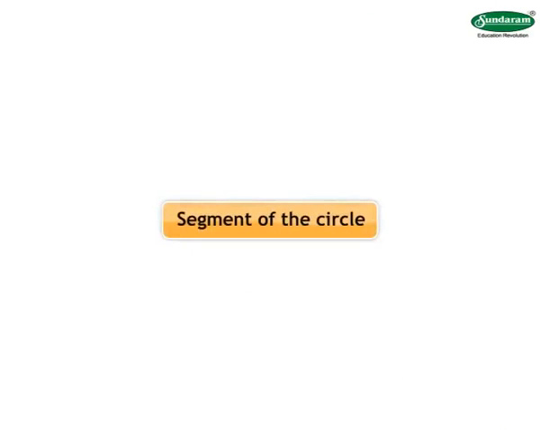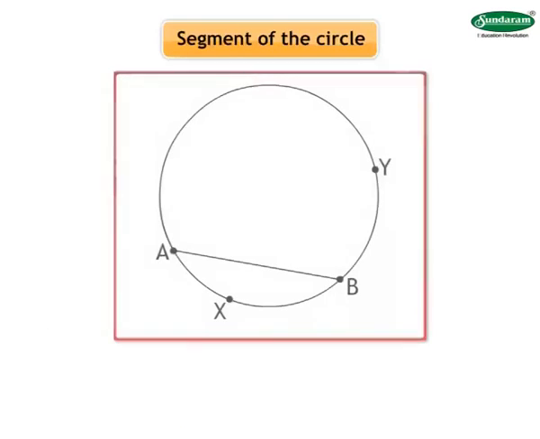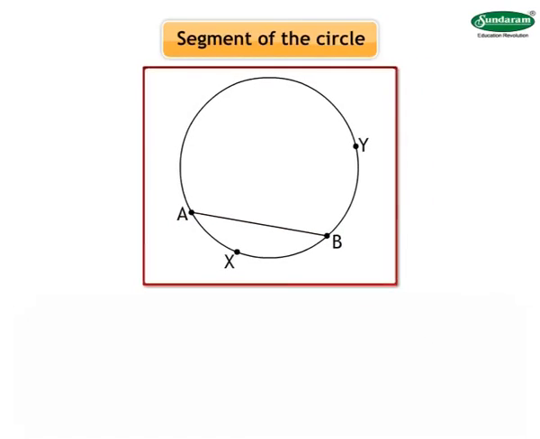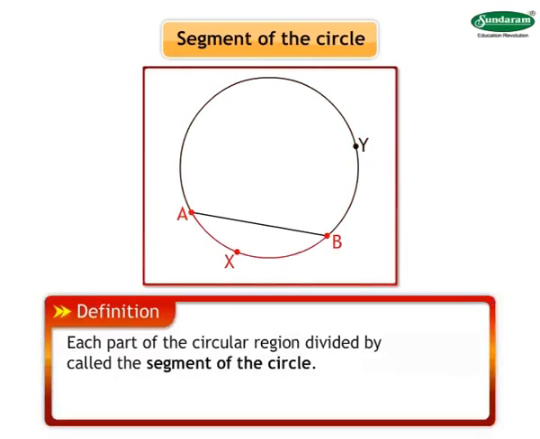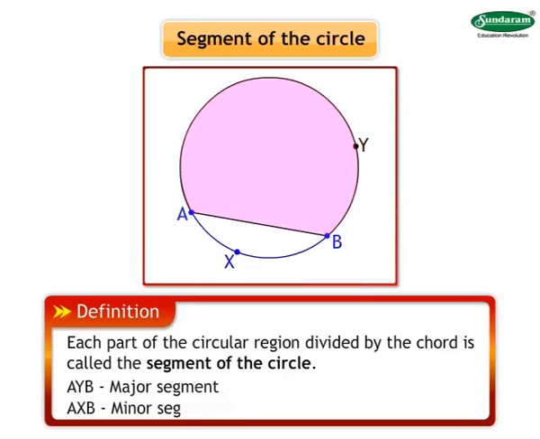Let us now see what is meant by a segment of the circle. Look at the figure alongside. Segment AB is a chord of the circle. As you can see in the figure that the chord divides the circular region into two parts. Each part is called a segment of the circle. Here, the shaded portion AYB is the major segment of the circle. The unshaded part AXB is the minor segment of the circle.